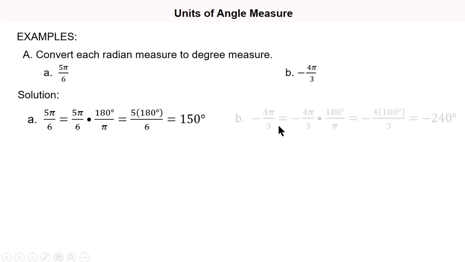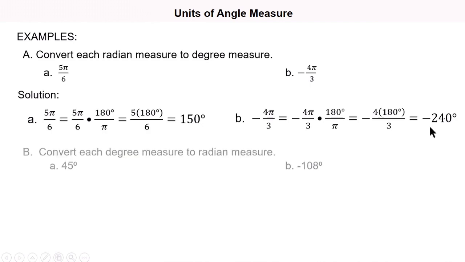Letter B. Also multiply negative 4 pi over 3 by 180 degrees over pi. Pag radian to degree, ang pi nasa denominator because our goal is to eliminate pi. So we have negative 4 times 180 degrees over 3. Negative 4 times 180 is negative 720. Divided by 3 is negative 240 degrees.